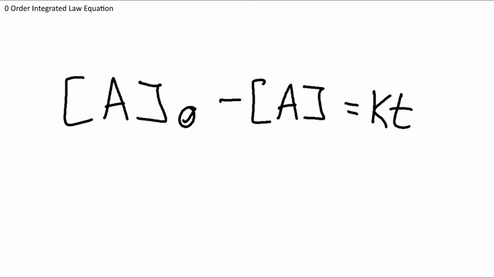Next, we're going to move on to the zero order integrated law equation, which is just the initial concentration minus the specific concentration at a point in time, equals k, which is the zero order rate constant now, times t, which is once again time. And this time, to find out whether a reactant is in zero order, all you need to do is take the concentration of that reactant and graph it along t. Pretty simple enough.